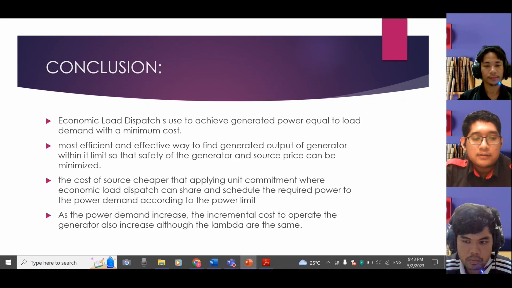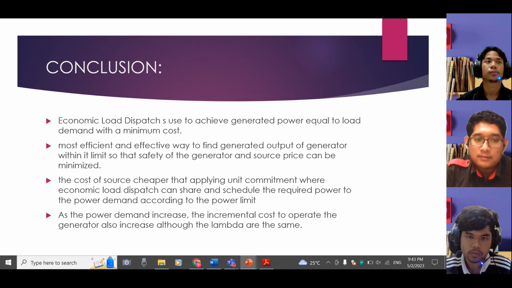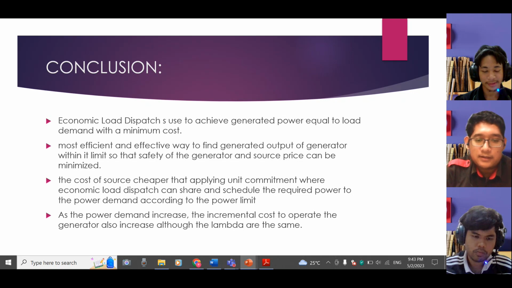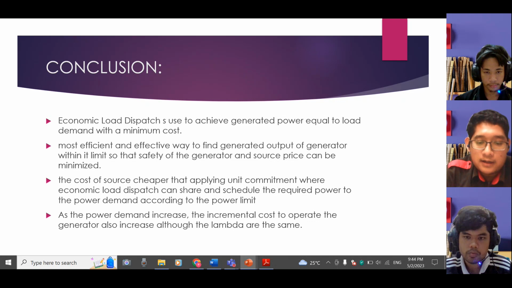And then the cost of the source becomes cheaper as we apply economic load dispatch. Sorry, the cost of applying economic load dispatch is cheaper than applying unit commitment, where economic load dispatch can share and schedule the required power according to the power limit or the power load that is required. And as the power demand increases, the incremental cost to operate the generator also increases, although the lambda is the same.